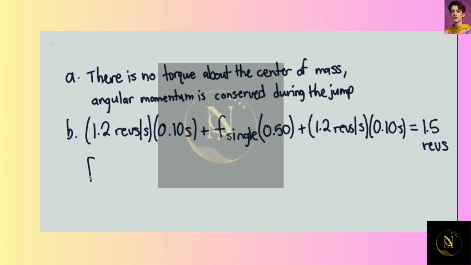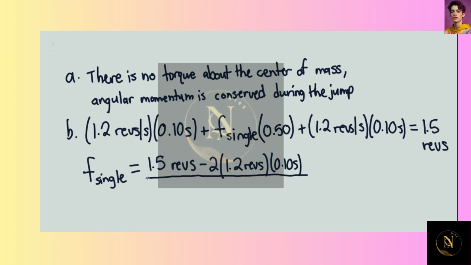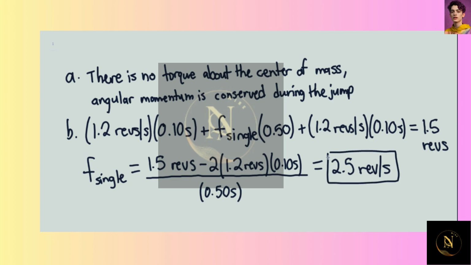And so we can say that the frequency must equal 1.5 revolutions minus 2 times 1.2 revolutions per second times 0.10 seconds, and then divided by 0.50 seconds. And so this is equaling approximately 2.5 revolutions per second. This would be the frequency essentially for a single axle. And so the calculation would be the exact same for a triple axle.